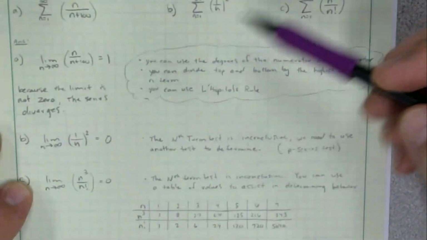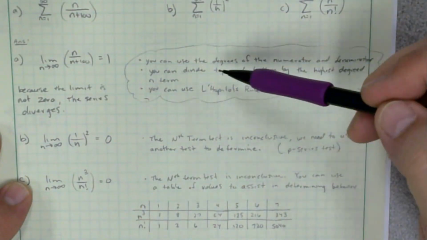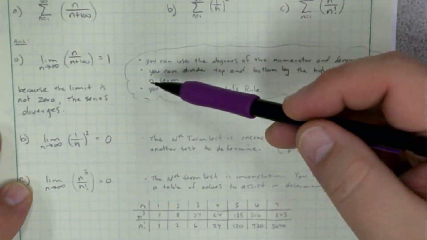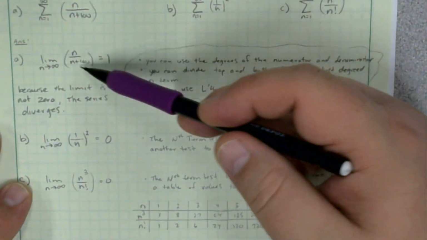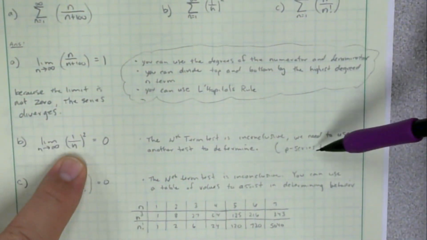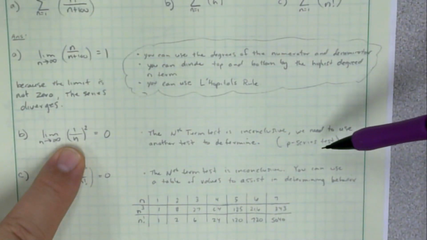So here's some things I talked about already for this one. To determine these things, I can use the degree of the numerator and denominator. You can divide the top and the bottom by the highest degreed n term. These are all techniques. Or you can use L'Hopital's rule for determining something like this. We're going to talk about this thing called a p-series test. That's coming up in the future, and another test. And so we can determine if this one converges or not by the p-series.